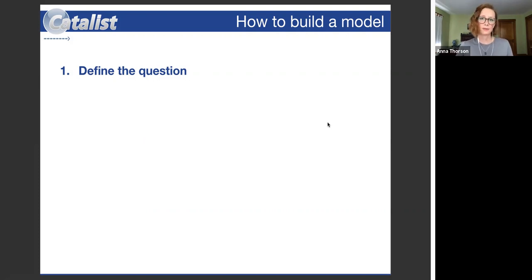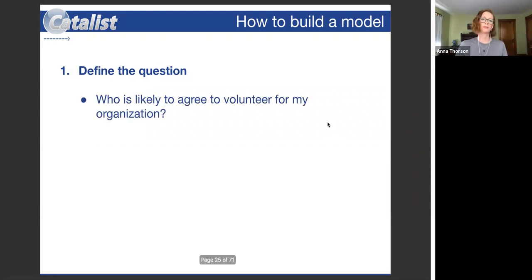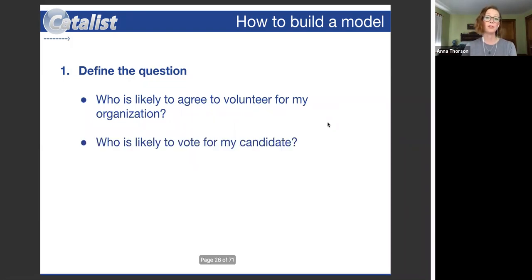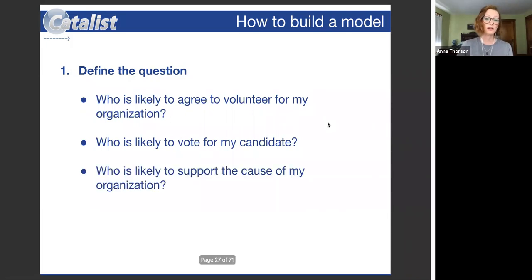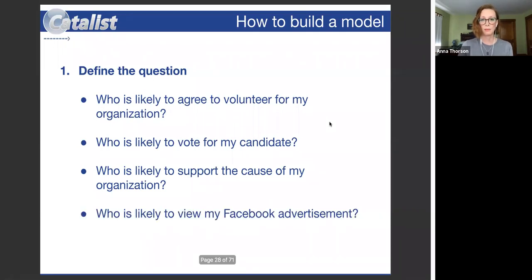Let's go through some examples of what a good question might be in order to build a model. So maybe you want to know who is likely to agree to volunteer for my organization. Maybe you want to know who is likely to vote for my candidate. Maybe you want to know who is likely to support the cause of my organization. Maybe your organization works for gun control or an environmental cause or racial justice, and you want to identify supporters of that cause. Maybe you want to know who is likely to view my Facebook advertisement.